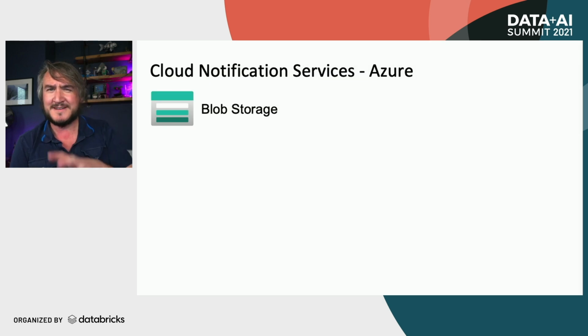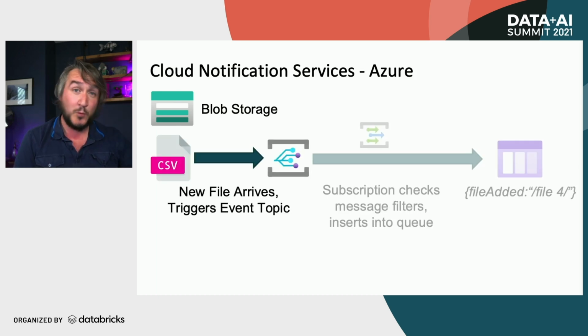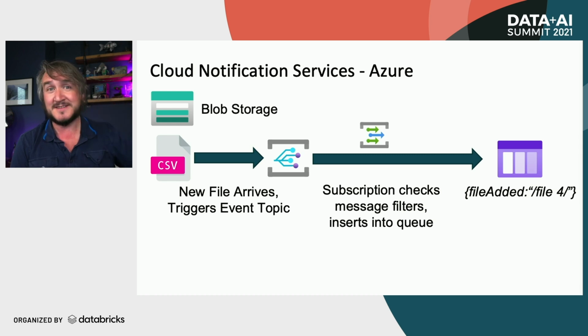Okay, so to break that down a little bit more, in our blob storage, our CSV lands. As soon as it lands, it triggers that message into the event topic. And then my subscriber's watching that event topic with certain filters set on it. And if it matches that filter, that's when it'll go and put that message into my queue. So that is all the notification services.